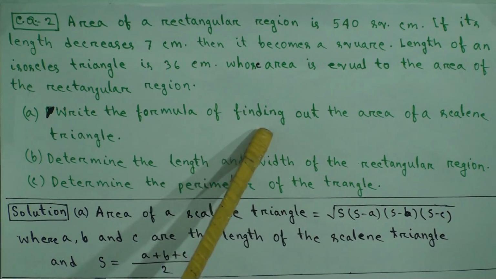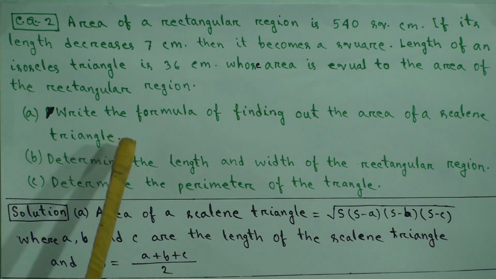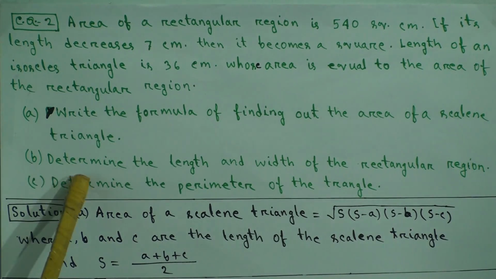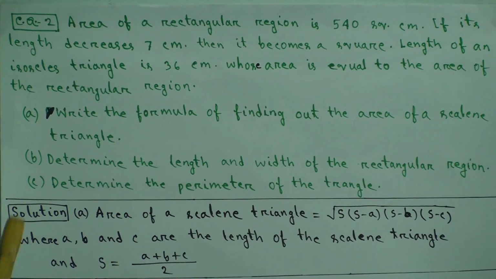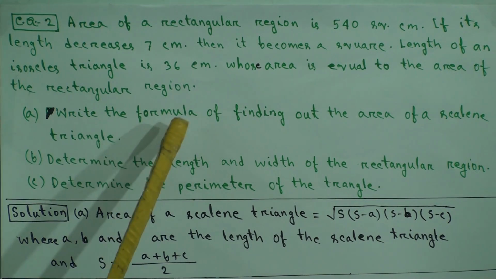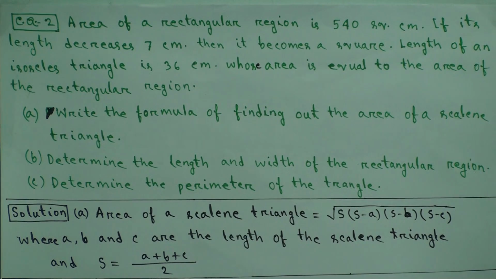Write the formula of finding out the area of a scalene triangle. And B number question, determine the length and width of the rectangular region. C number question, determine the perimeter of the triangle. Here A number question, we have to write the formula of finding out area of a scalene triangle.